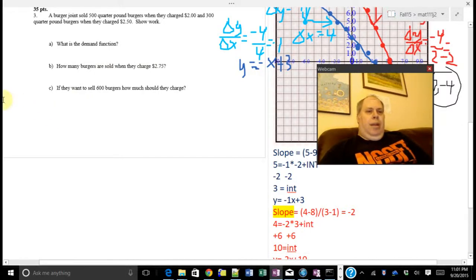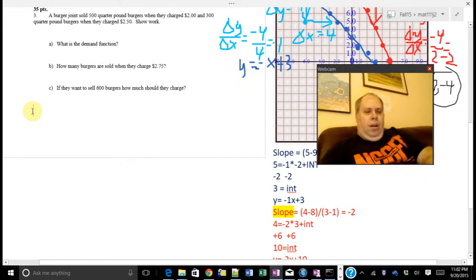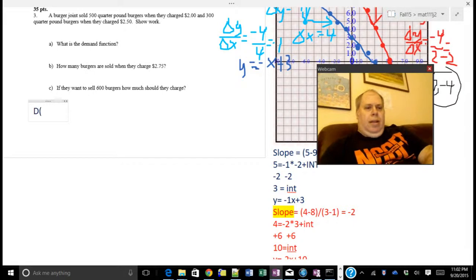A burger joint sold 500 quarter-pound burgers when they charged $2 and 300 quarter-pound burgers when they charged $2.50. And we want to find the demand function. Now, I always define the demand function as a function of price. So I want to find D of P. And what I have is I create a table for P and D of P, demand.